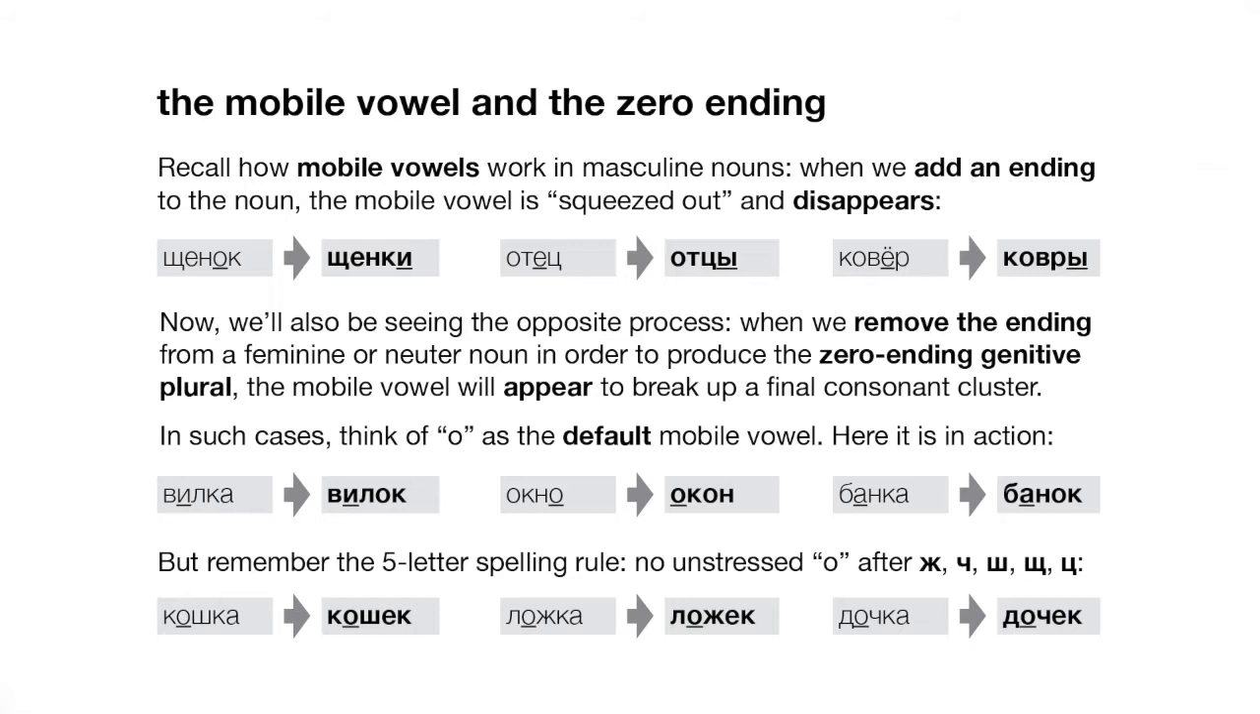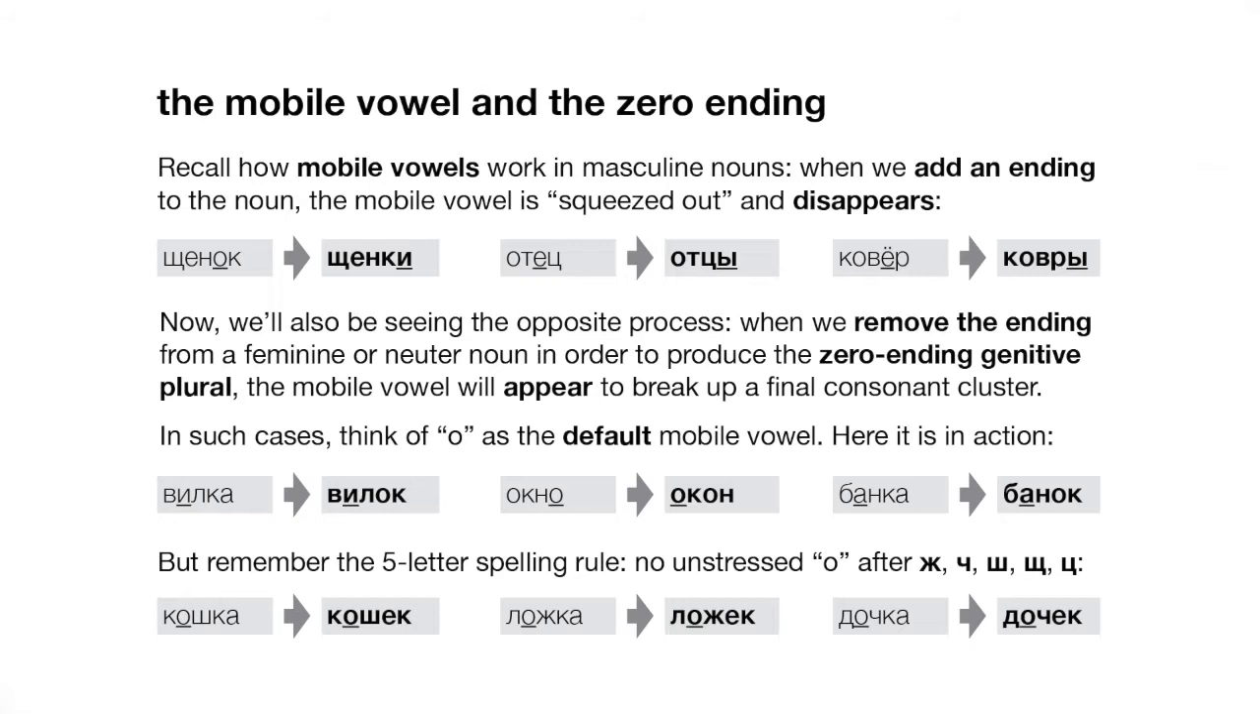Now, this has a mobile vowel, the o, there is a mobile o, and we know that any ending we add to this form is going to, so to speak, squeeze out that mobile vowel. It's going to just vanish, and we're left with sinki. Or, for example, otets becomes ottsy, kovyor becomes kovry. Those are all nominative plural forms. But again, we could take any other example, like sinka, ottsa, kovra, genitive singular. We could take genitive plural, sinkov, ottsov, kovrov, right? It would be the same story. We're adding the ending, the mobile vowel is vanishing.